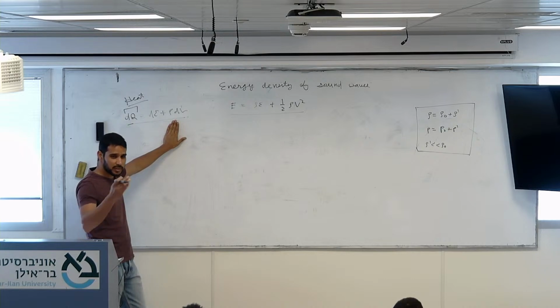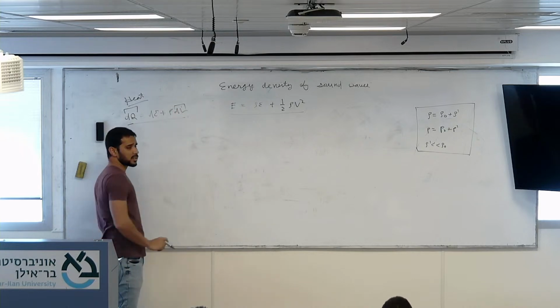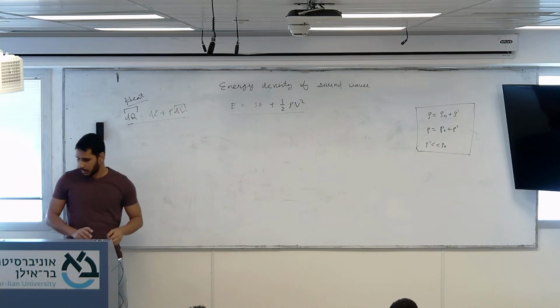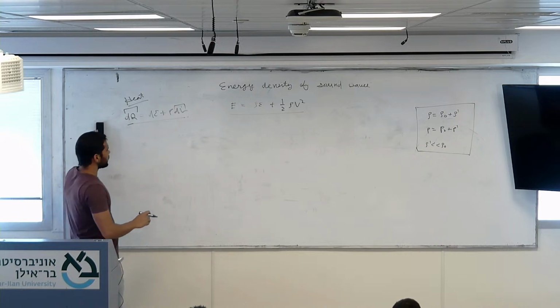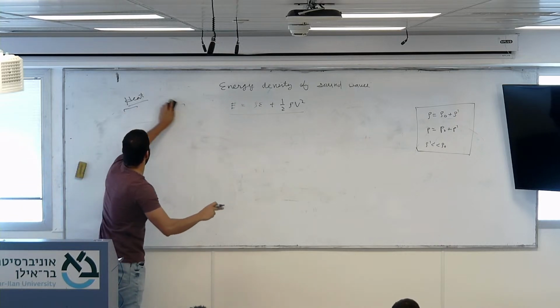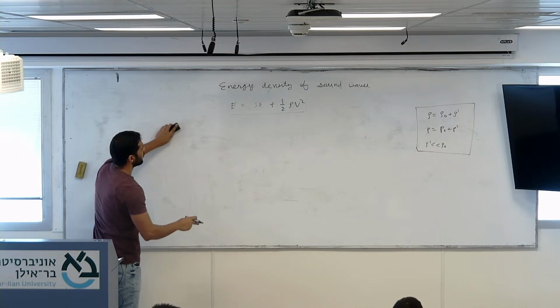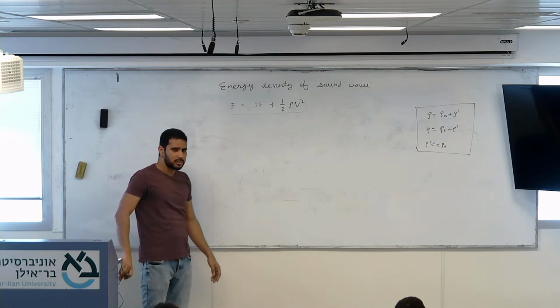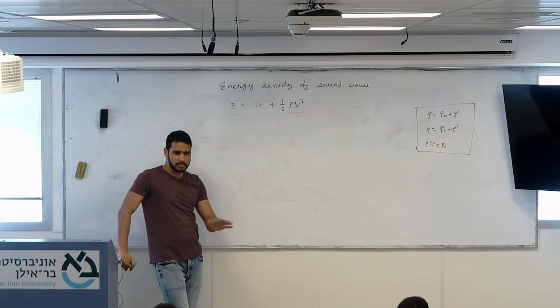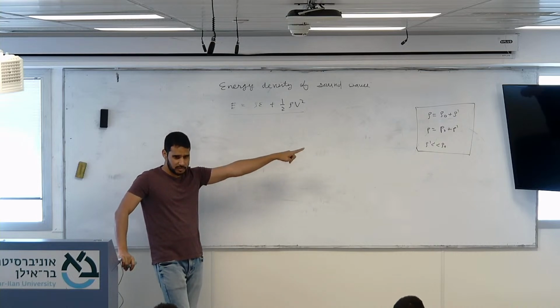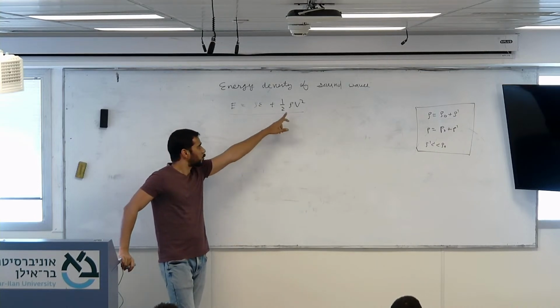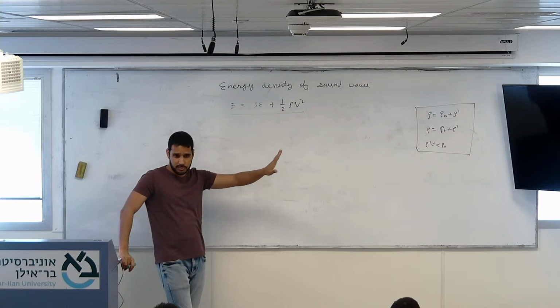Expands means volume increases. This is the work. Okay, so this is the internal energy of the fluid. Now suppose the fluid is not moving, our fluid is static, it's not moving at all. So V is 0 for the fluid.